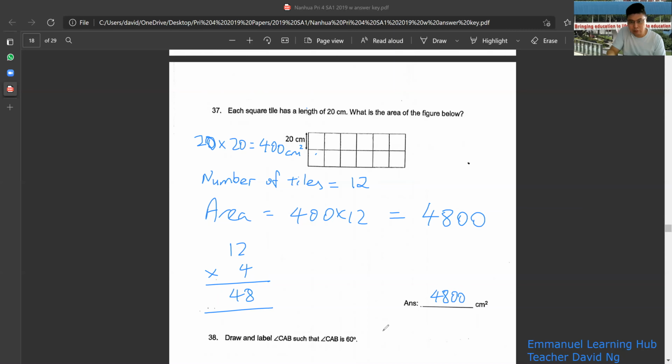Oh, okay. But you know why? You know how I get this? You do the working. My working here tells me 12 times 4 is 48. 2 times 4 is 8. 1 times 4 is 4. So 48. Then you add the 2 zeros behind. Yes. Okay.